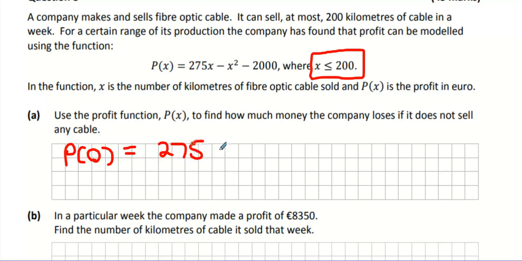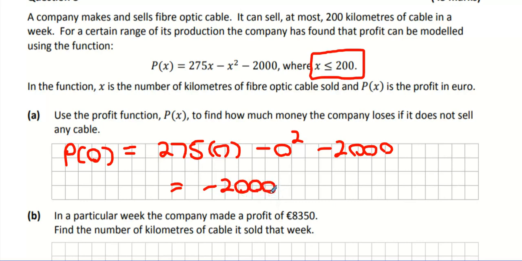Replace all x values with 0, and you'll find out that you'll lose 2,000 euros. That kill you guys? Now, next one. In a particular week, the company made a profit of 8,350. Find the number of kilometers of cable that sold that week.